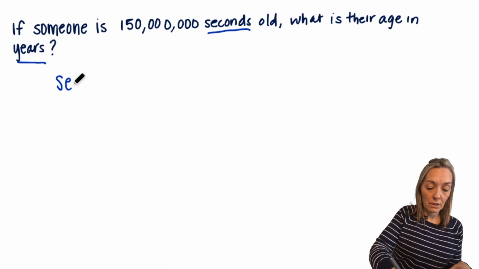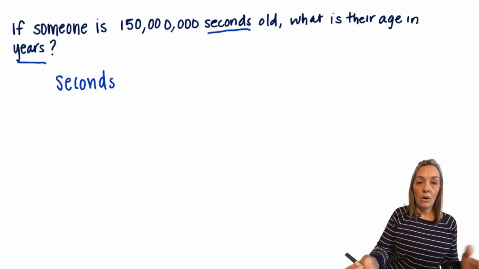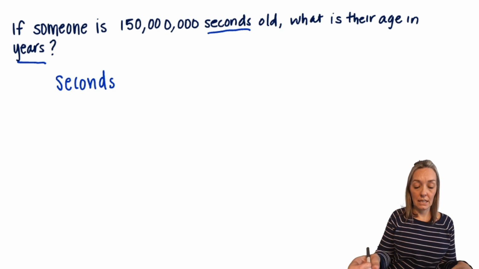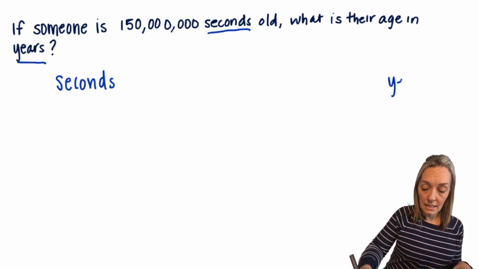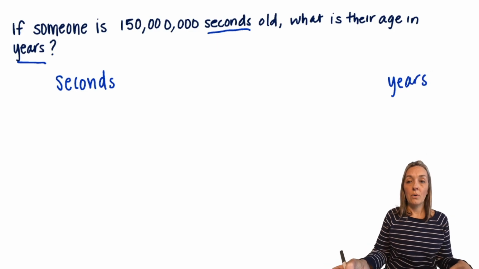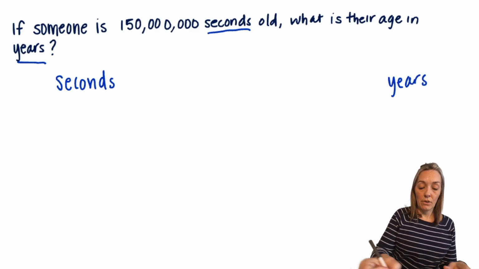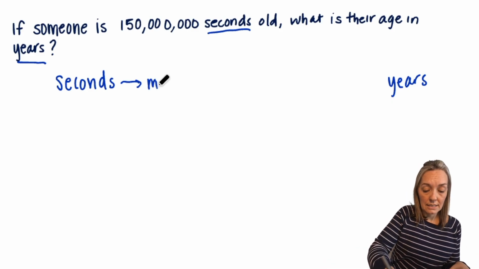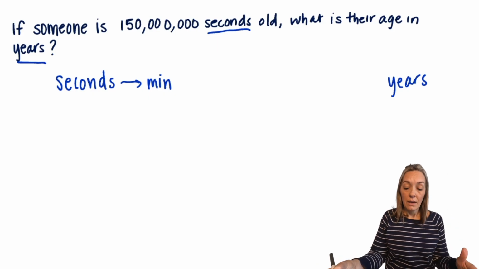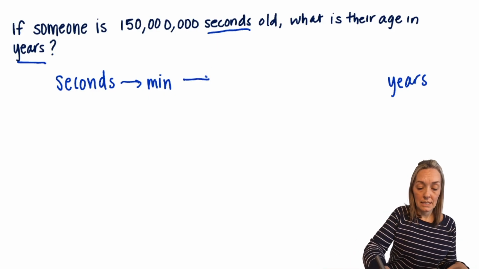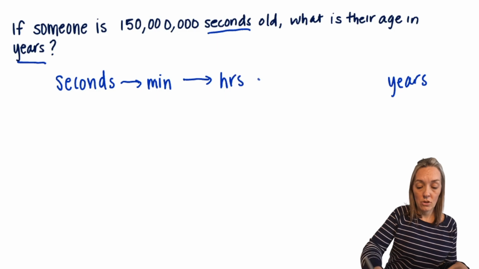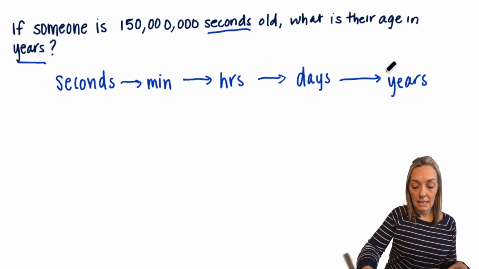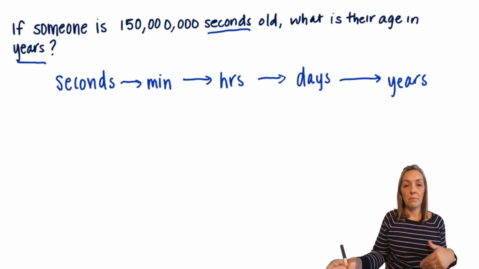So I am going to come up with a pathway. You can do this in your head as you get better at this, or at first, it's a good idea to write it down so that you know exactly what steps you're going to take along the way. I'm starting in seconds, and I am trying to get all the way to years. So I'm going to come up with a plan in order to get from seconds to years. I have no idea how many seconds are in a year, but I do know that I can easily get from seconds to minutes. Once I'm in minutes, I can change those minutes into hours. I can change my hours into days, and I can change my days into years. So I want to figure out a pathway.